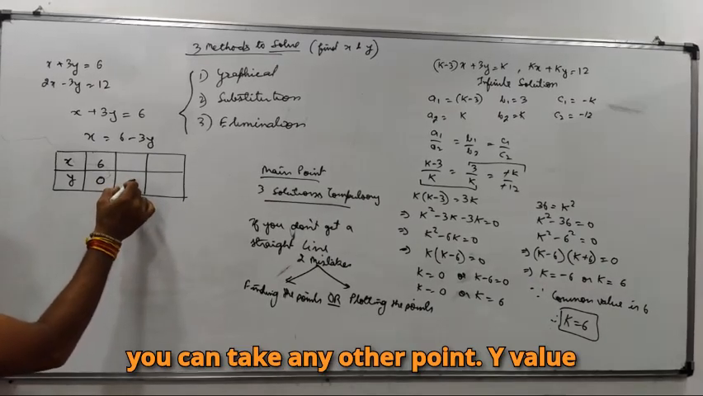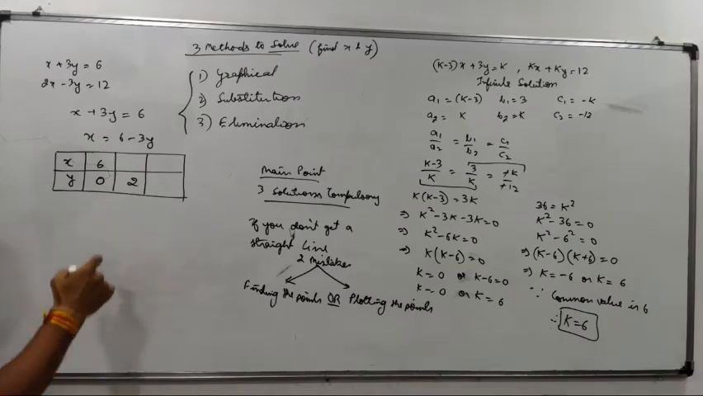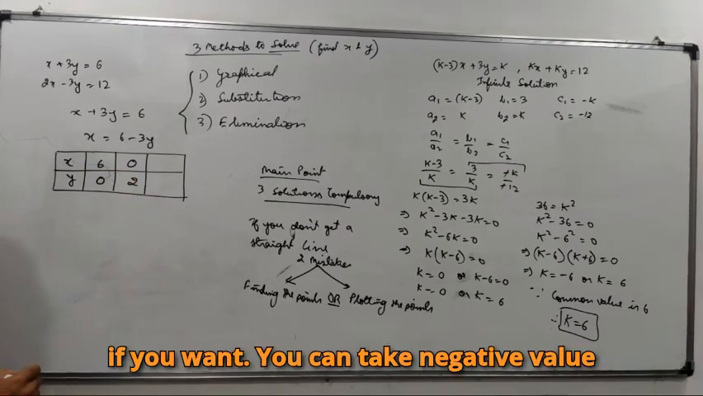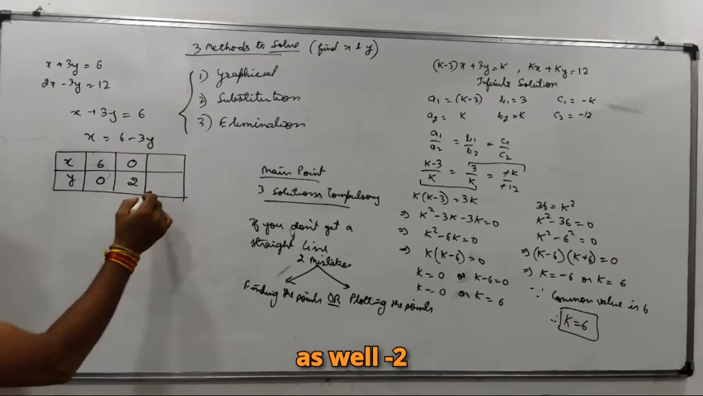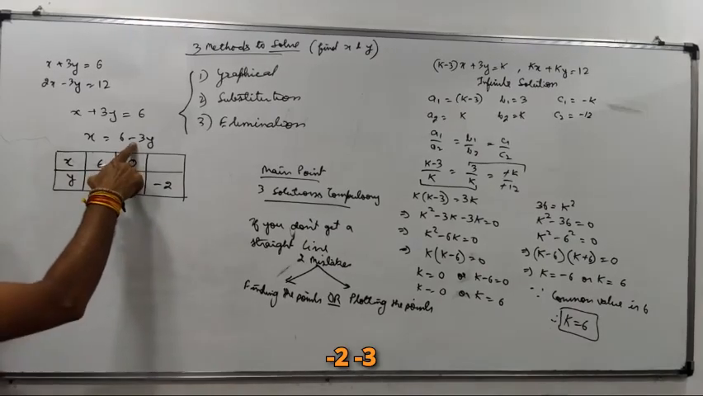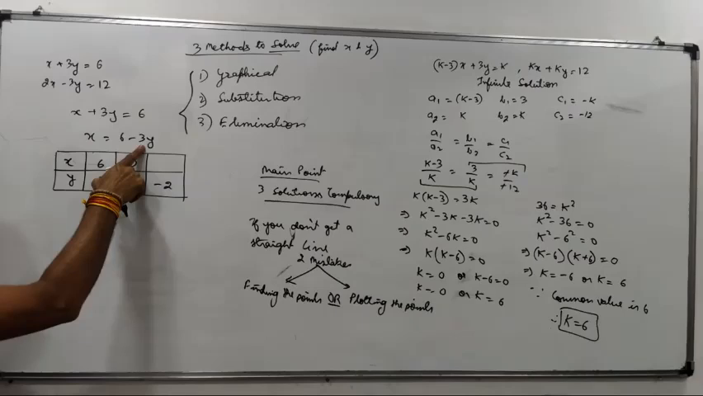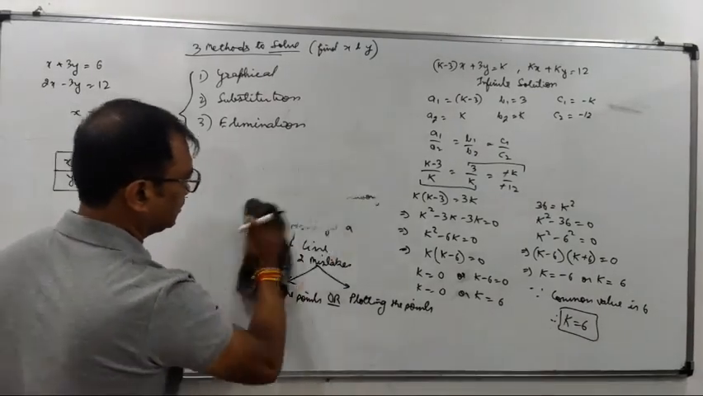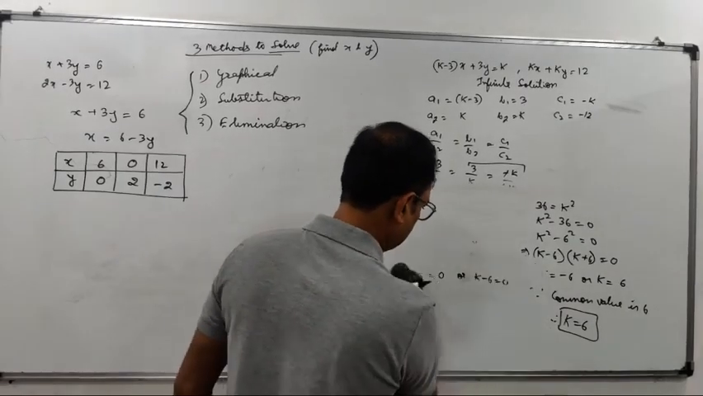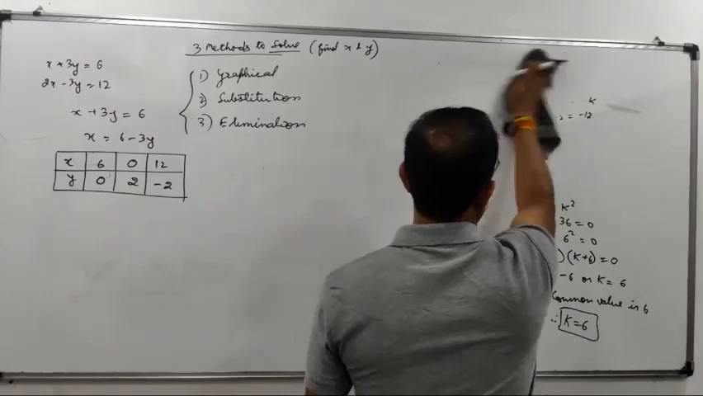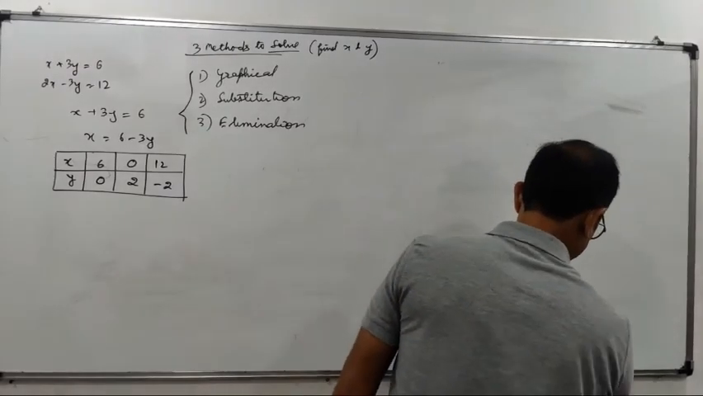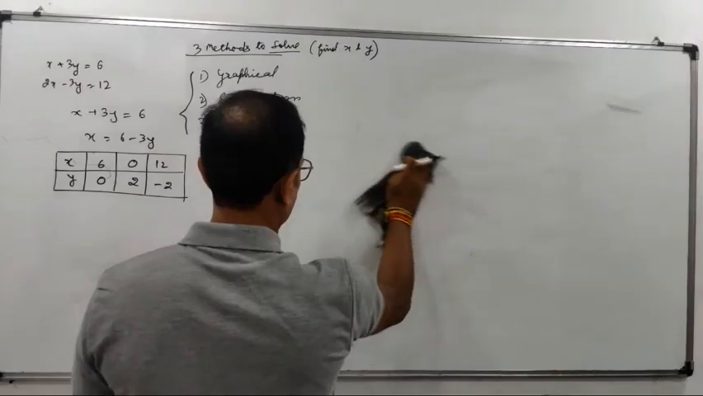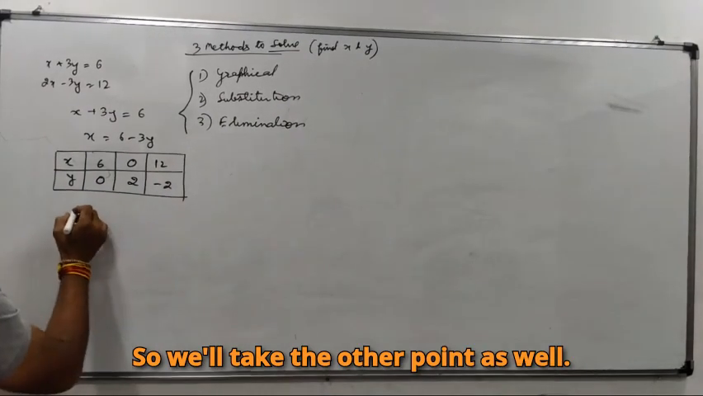So if you put y as 0, 3 into 0, 6 minus 0, 6. You can take any other point. Y value, let's say 2. 3 into 2, 6 minus 6. Take any other point if you want. You can take negative values as well. Minus 2. Minus 3 into minus 2, plus 6. Plus 6 plus 6, 12. Okay? So we'll take the other point as well.